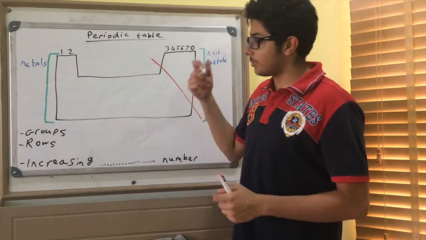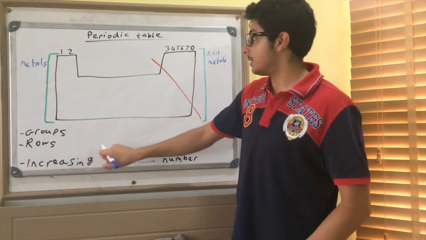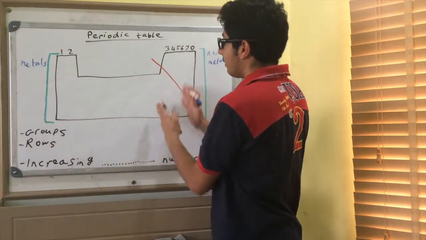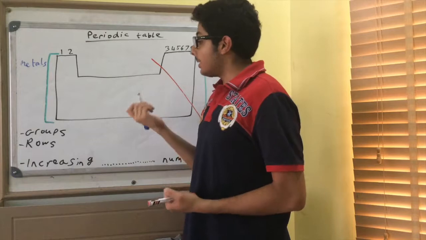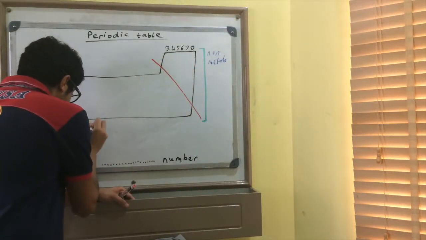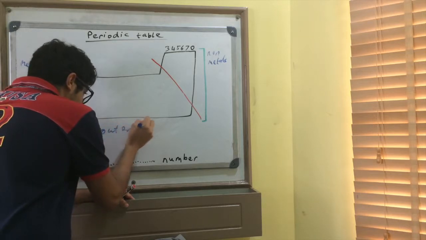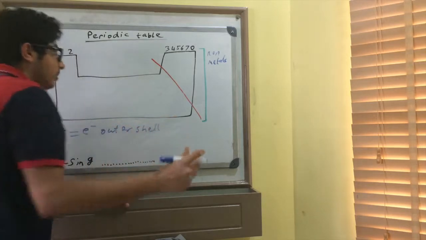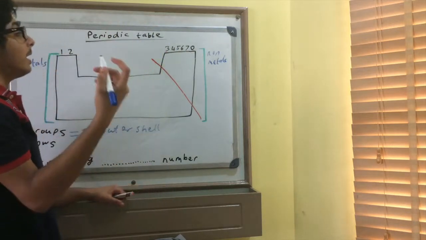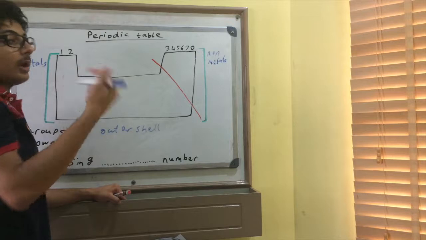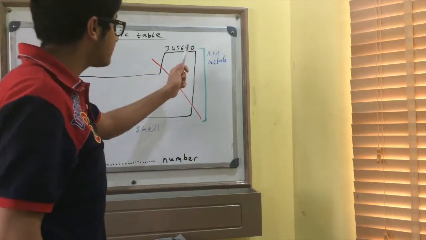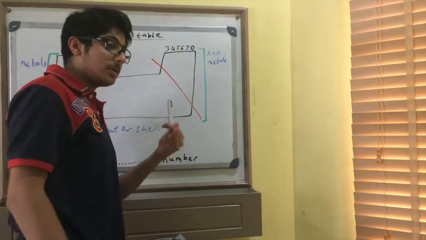And the periodic table is arranged in groups and rows. A group is basically the columns of the periodic table. And the group number tells you the number of electrons in the outer shell. So an element in group 5 will have 5 electrons in the outer shell. An element in group 2 will have 2 electrons in the outer shell. So you've got group 1, 2, 3, 4, 5, 6, 7, and 0. Group 0 can also be called group 8.